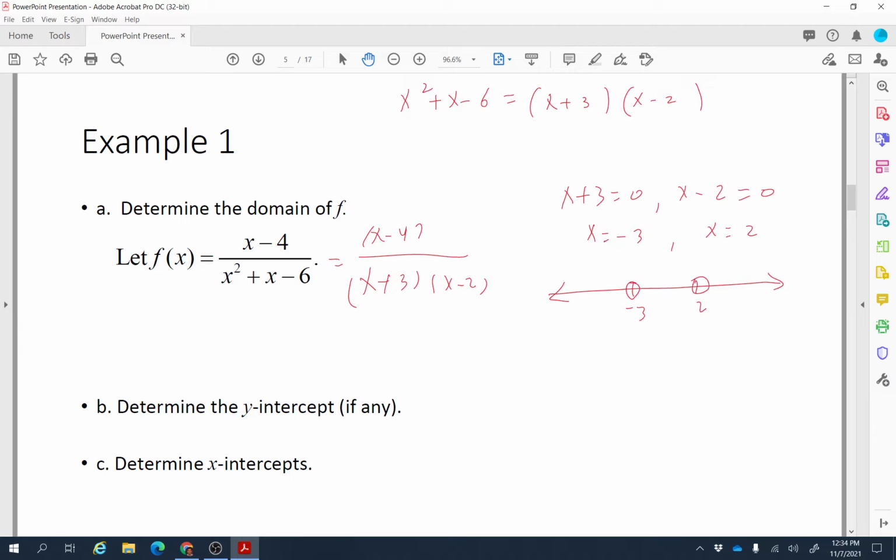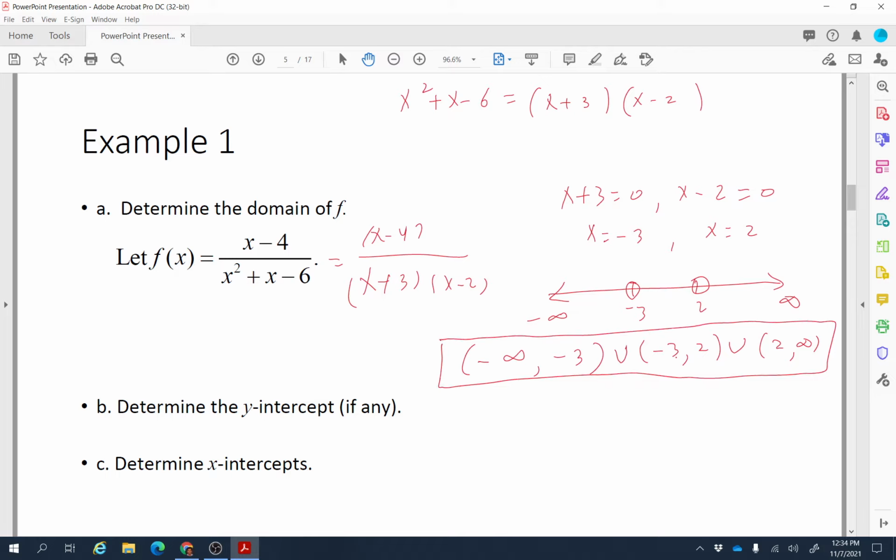If you write this using interval notation, the domain starts from negative infinity to negative 3, not including negative 3, union from negative 3 to positive 2, not including negative 3 and positive 2, because at those points the denominator would be 0, so you are dividing by 0, which is undefined. Union, the leftover is from 2 to infinity. So this is the interval notation for the domain. You can also say the domain is all real numbers except negative 3 and positive 2.